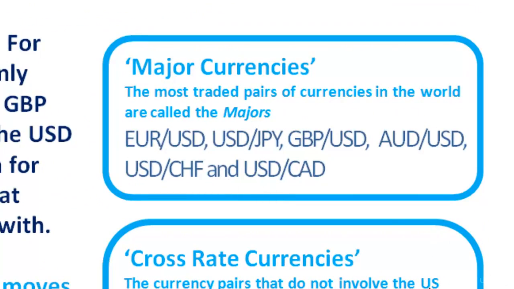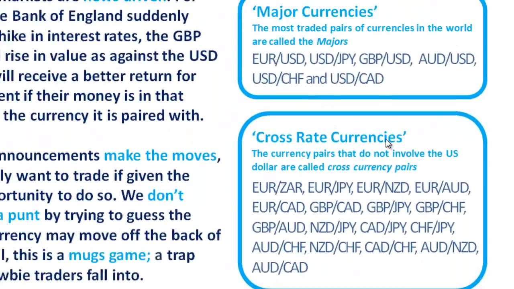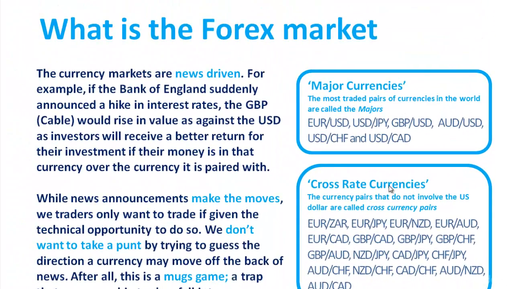loonie to some people. And we've got the cross rates, which essentially do not involve the US dollar. They're triangulated currencies. So we've got, say, for example, euro against the rand, euro yen, euro New Zealand, euro Aussie, euro CAD. You get the gist. Anything that basically is paired up that doesn't include the US dollar.